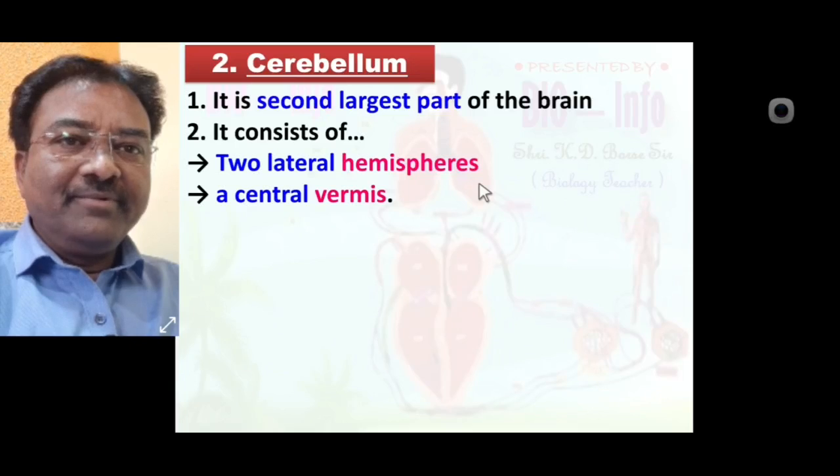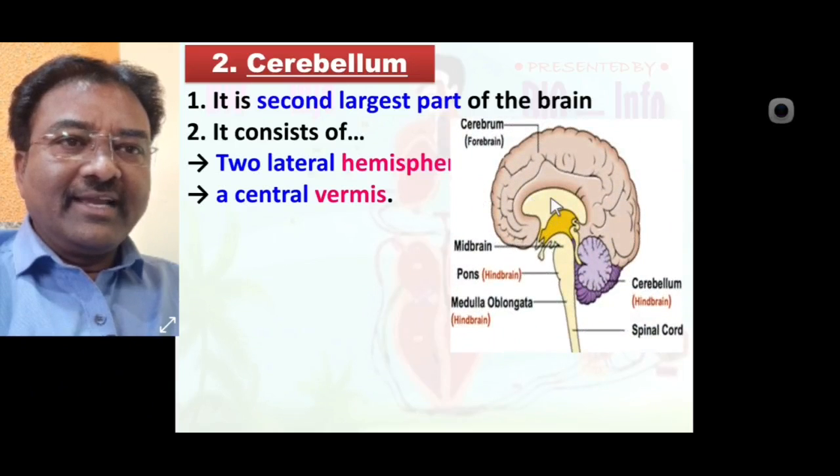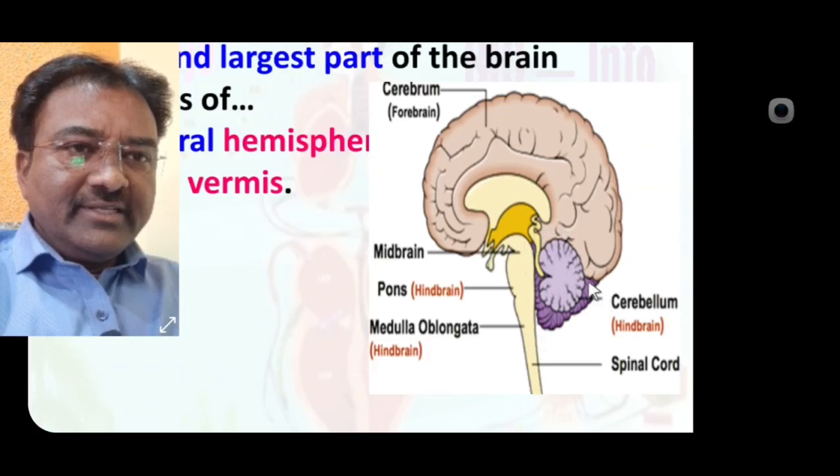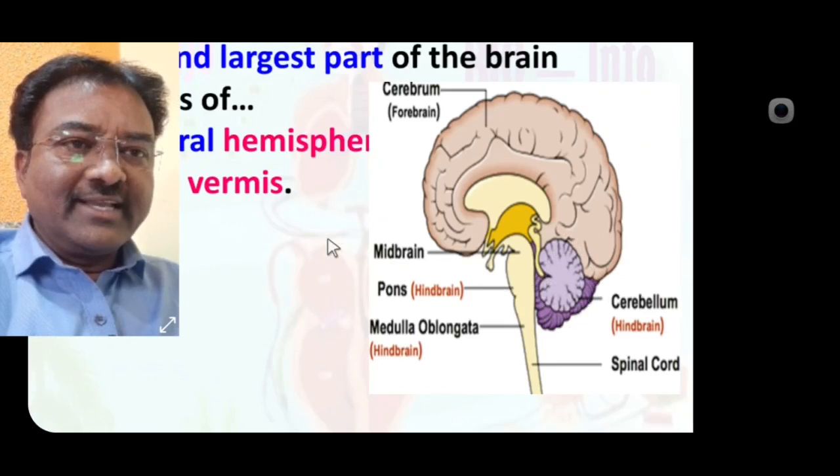Two lateral cerebellar hemispheres and vermis part are called cerebellum. Point number 3, before that, diagrammatic representation. This part is cerebellum and this part is vermis. These lateral two parts are cerebellar hemispheres and the central part is called vermis. So such part is known as cerebellum, and it is the second largest part of the brain.